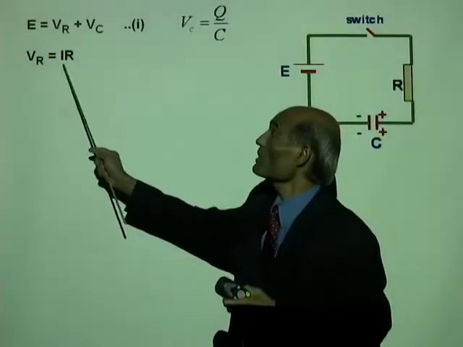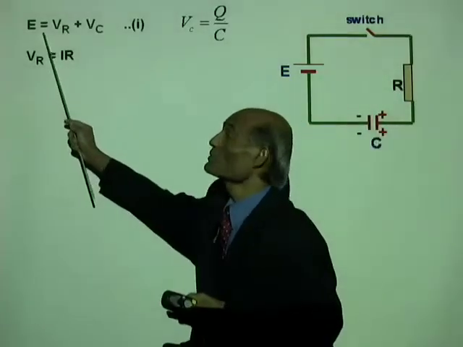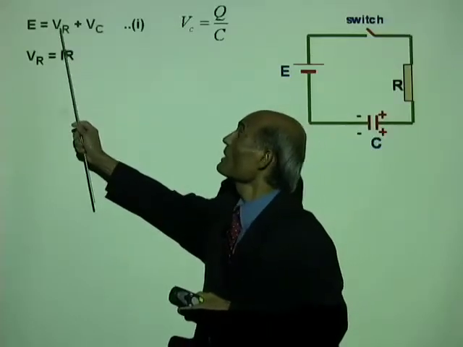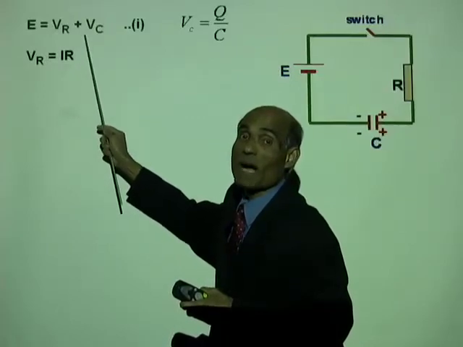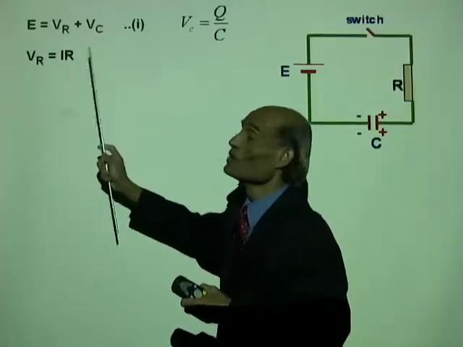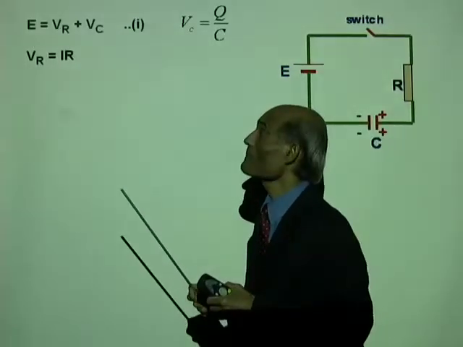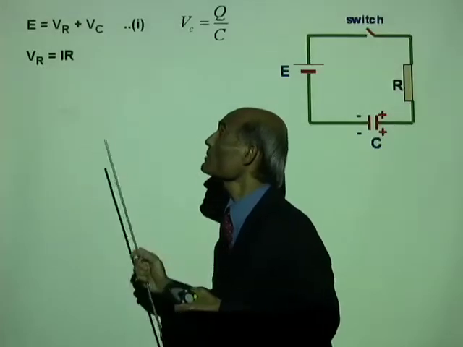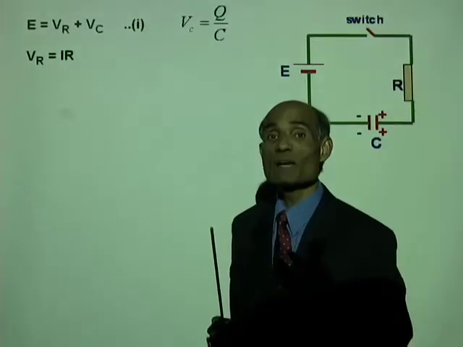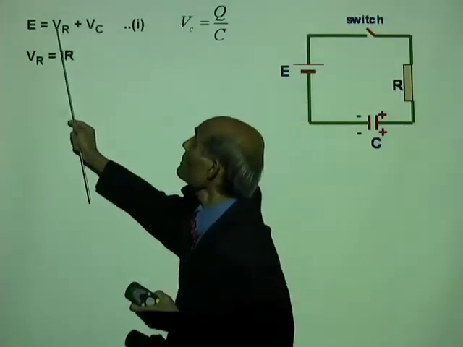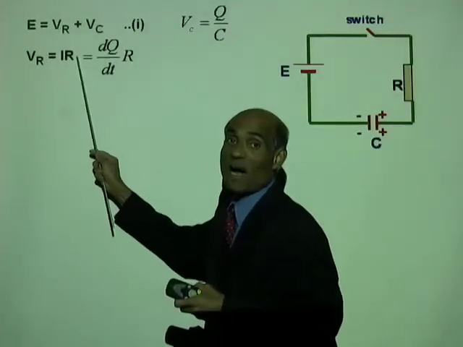The potential drop across the resistor is I times R. Now using those values in this equation, the earlier equation we wrote was E minus VR minus VC equal to 0, which is the same as E equal to VR plus VC. That means VR, the potential drop across the resistor, is equal to I times R, and replacing VR and VC, let's write IR.